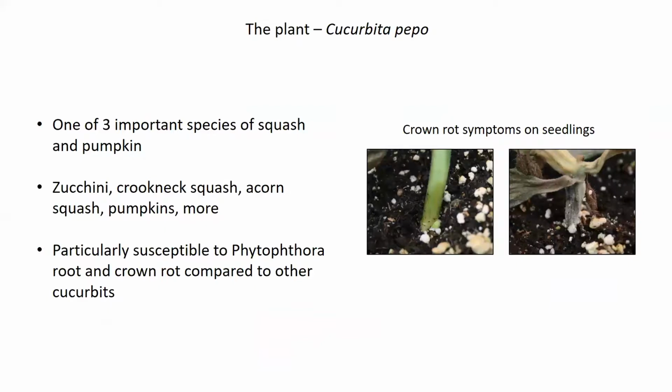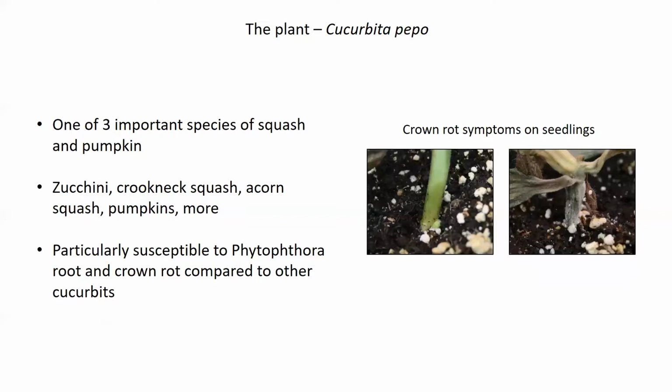So I'm going to talk specifically about one of the host species of this pathogen, and that is Cucurbita pepo, which is one of the 3 species of squash and pumpkin that we grow in the United States. And this is actually the most economically valuable of those squash species. It includes modern classes like zucchini, other types of summer squash, acorn squash, and pumpkins.